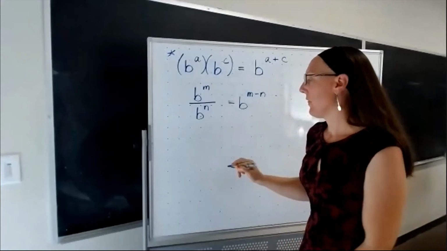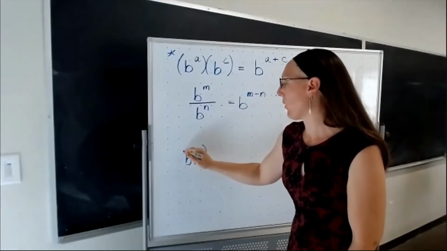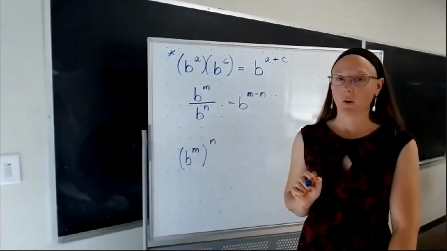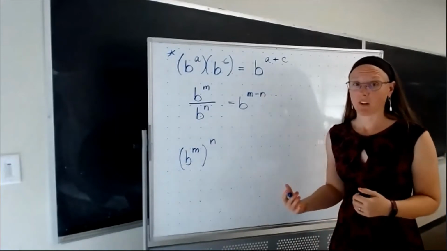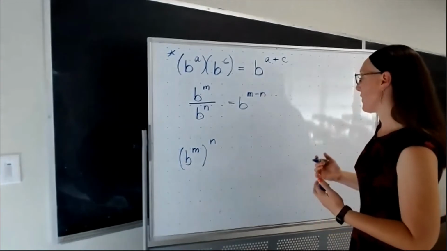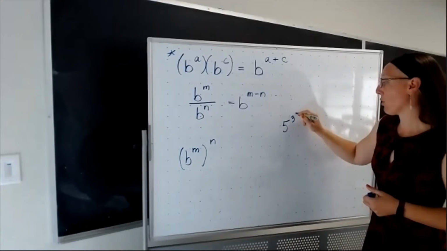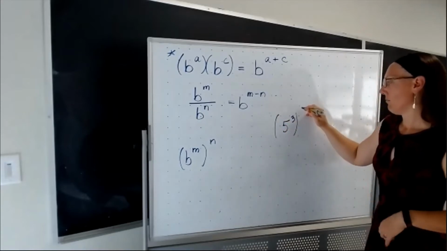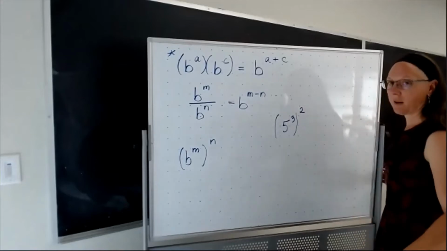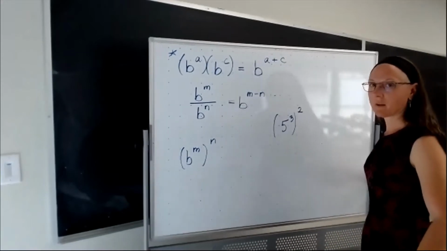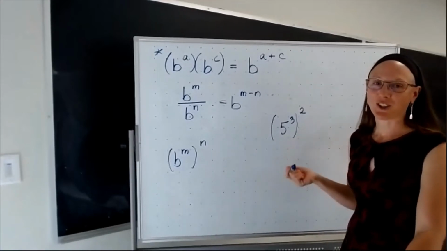Had something that looked like b raised to the m power raised to the n power. And to make that a little bit more concrete, if I were doing that with some numbers, maybe I would have 5 to the 3rd squared. I must have changed my angle a little bit because I got a bunch of glare on the board. There we go. 5 to the 3rd squared.